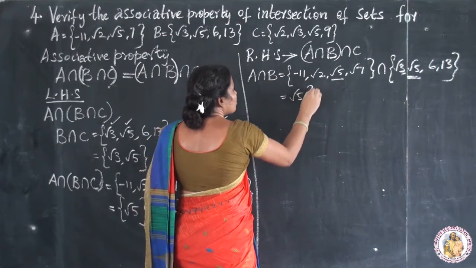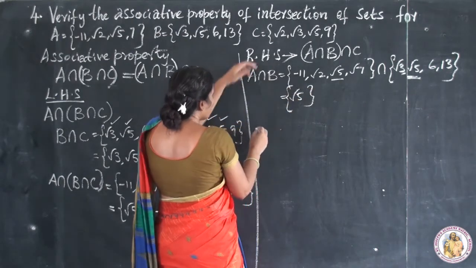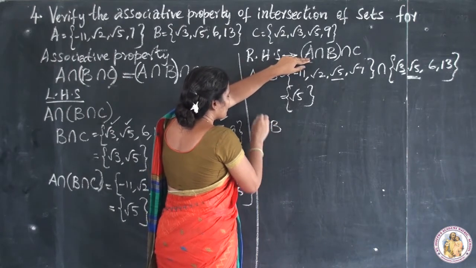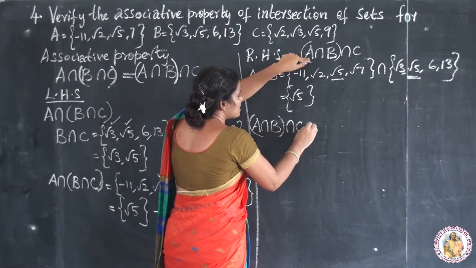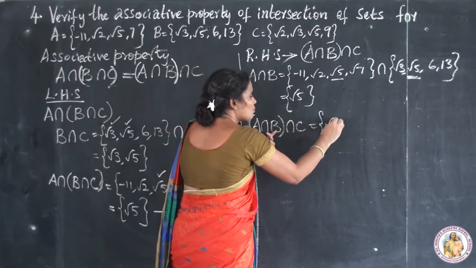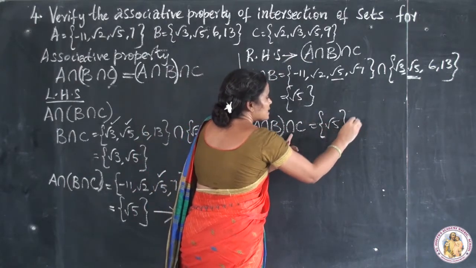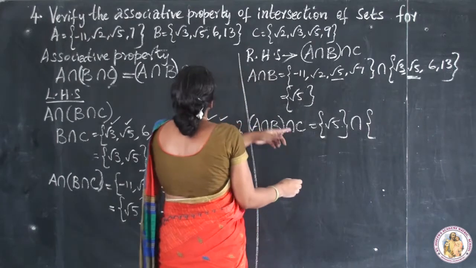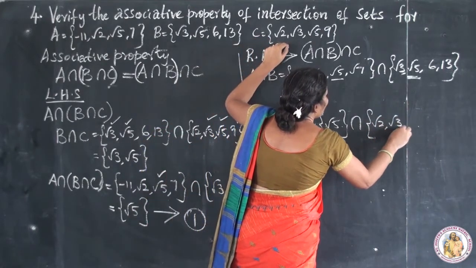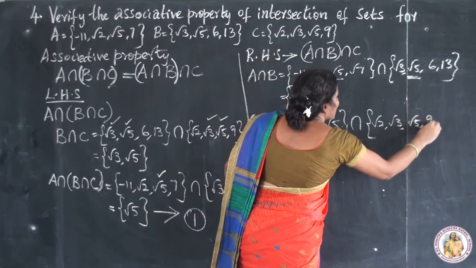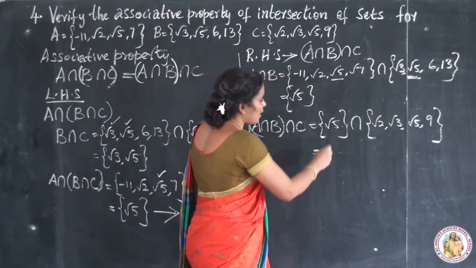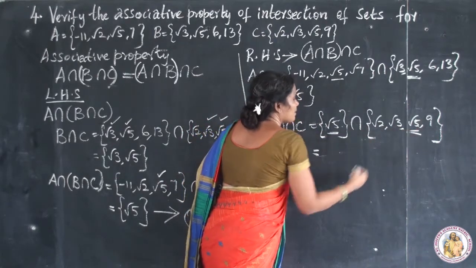So go with root 5. Then we have to find A intersection B intersection C. A intersection B, we got root 5. Intersection C. What is C? So root 2, root 3, root 5 and 9. For the common elements present in both the brackets, we have only root 5.